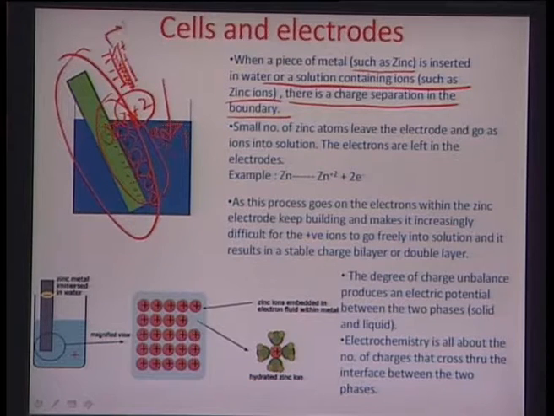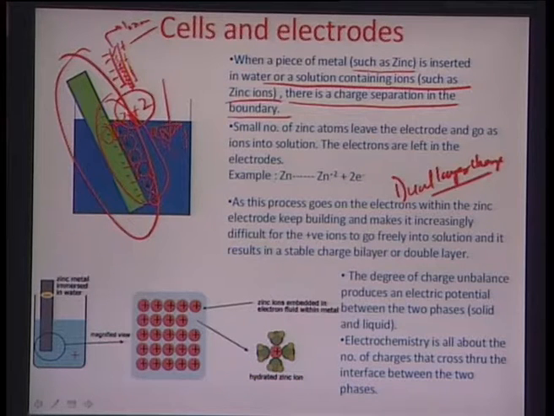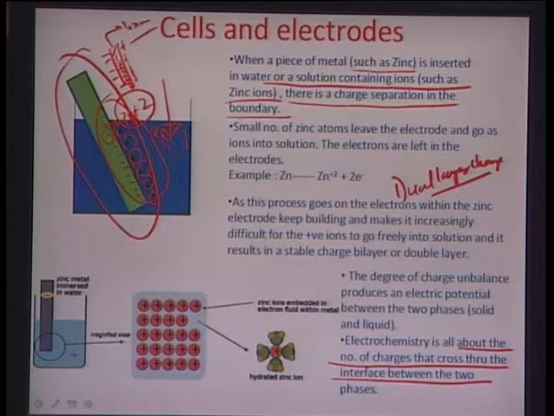Now, this layer can be as thin as about 10 nanometers. But this self-stopping process develops something called a double layer of charge, and all electrochemistry is essentially about the number of charges that cross through this interface, the double layer between the two phases, solid and liquid.